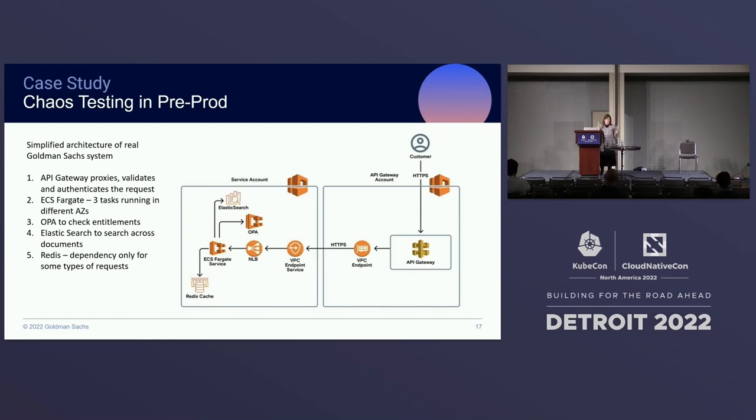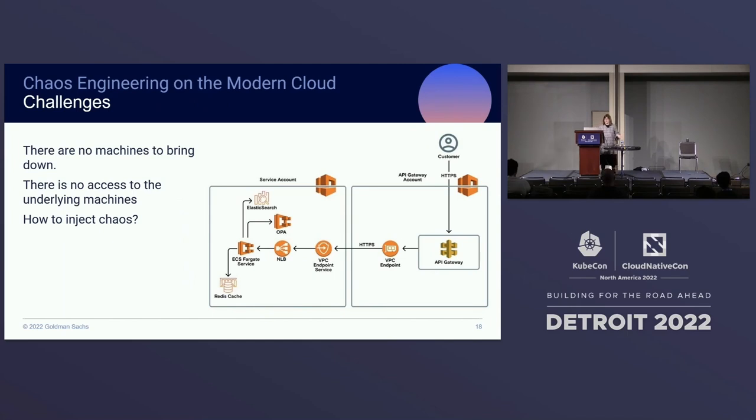Now, these are all real points of failure and things that can go wrong, but again, challenges on the modern cloud. How are you going to simulate these things? You don't have any machines to bring down, right? I mean, there are machines, but you don't have access to them. You don't know where they are, who they are, how you would be able to manipulate them. So how can you inject chaos?